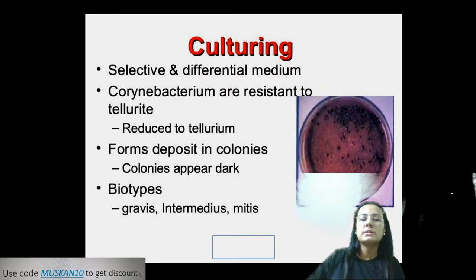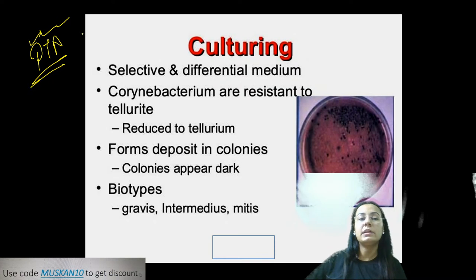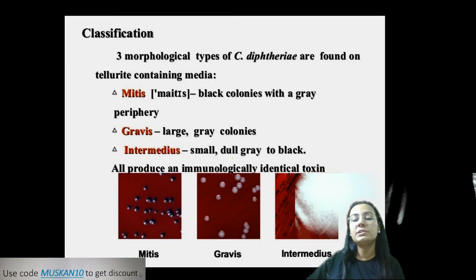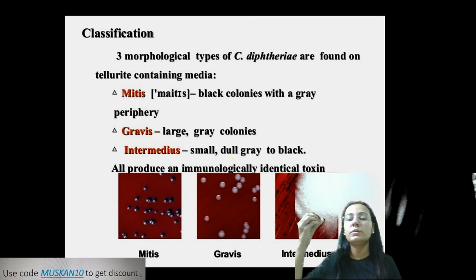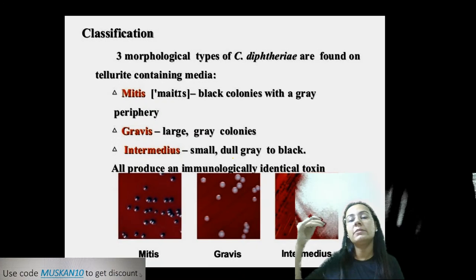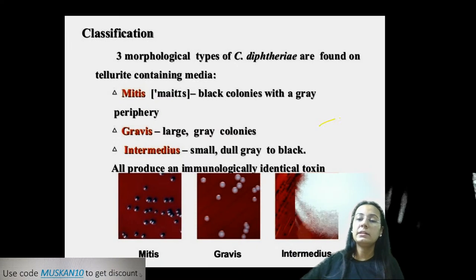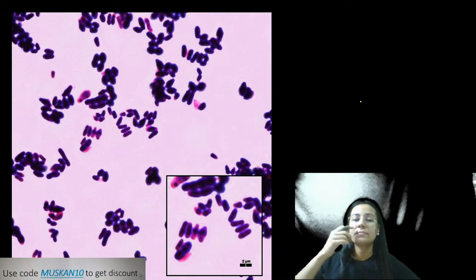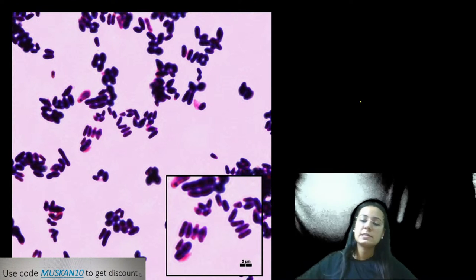Now to see the culture, what is the selective and the differential media that we have already seen? It is the PTA, that is the potassium tellurite media, and by the reduction of the tellurite, black colored colonies appear on the media. PTA is a selective media, we saw the growth, but why is it a differential media? Because color differentiation helps us to differentiate the Corynebacterium diphtheriae subspecies, that is mitis, gravis and intermedius. Mitis appears as black colored colonies, and gravis? Large gray colored colonies, and intermedius is the small gray colored colonies. So that helps us differentiate gravis, intermedius, mitis. So it is both a differential as well as selective media.